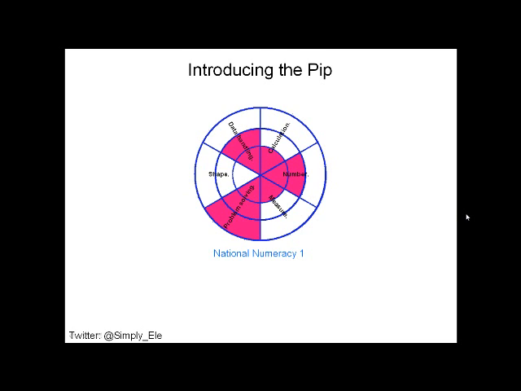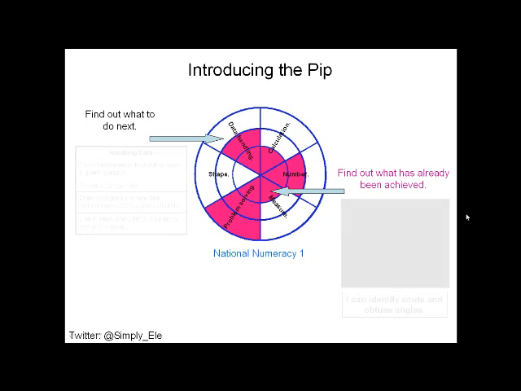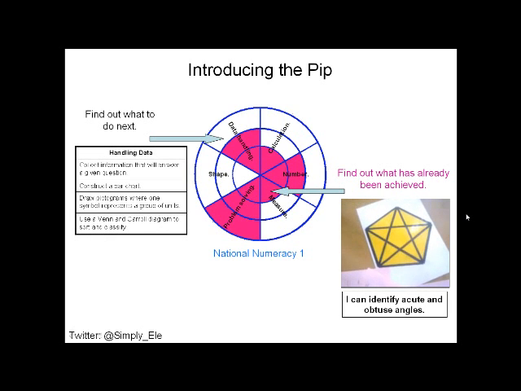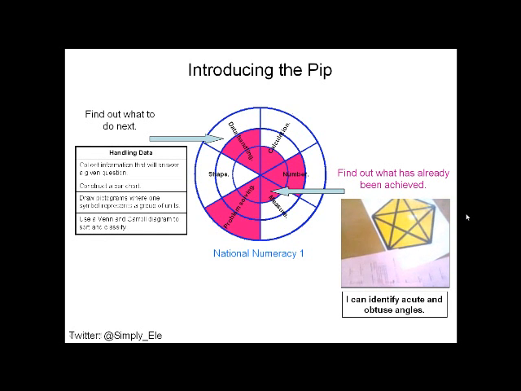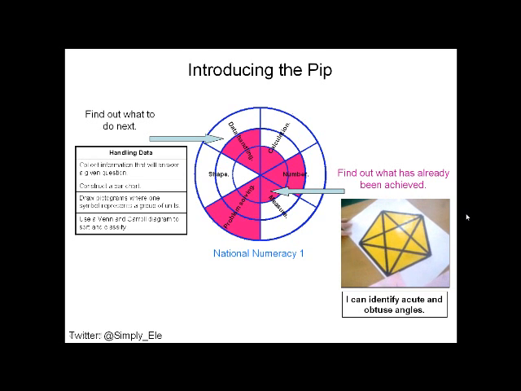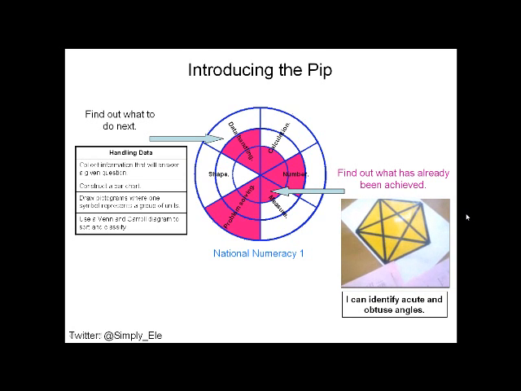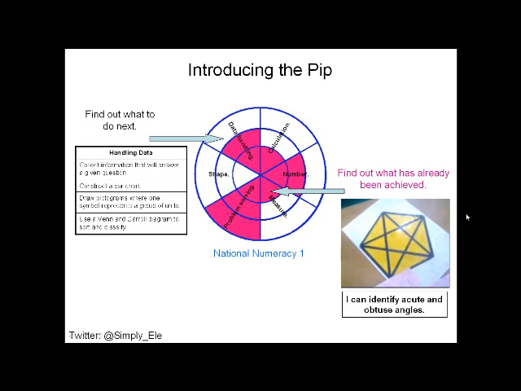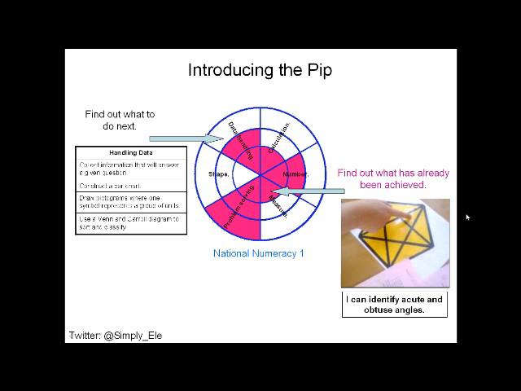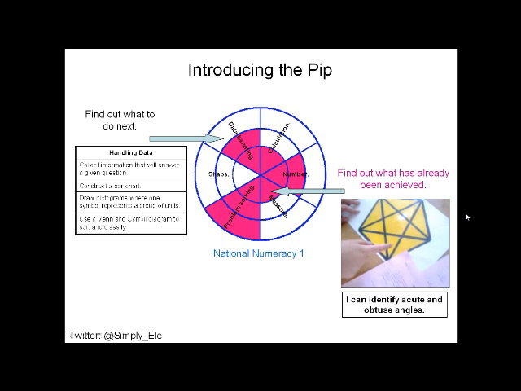The pip is basically an interactive spider diagram that shows what an individual knows and what they need to do in order to progress. If you click on the white area, you'll see the criteria that need to be fulfilled in order for this individual to proceed with their data handling. They've also shown in the pink area that they already know what an obtuse and acute angle are, and have uploaded a clip that shows the learning that went behind them finding out.